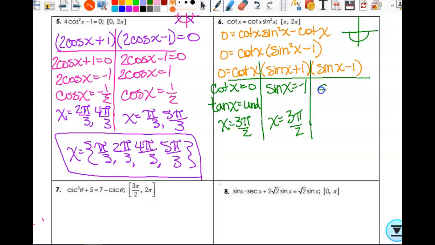And then this one will mean that sine of x is equal to 1. From pi to 2 pi, when is sine 1? It's not, right? So that is the empty set. So from all of that, I really only have one answer, and it's 3 pi halves.